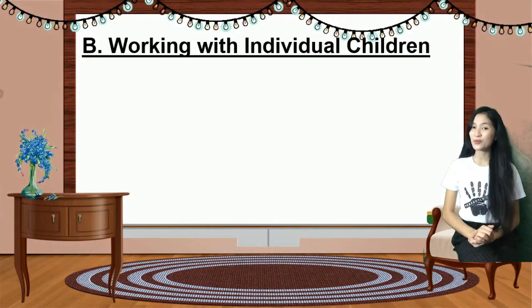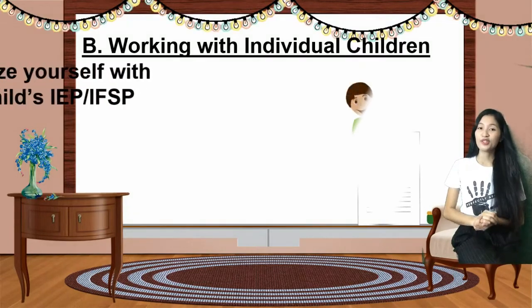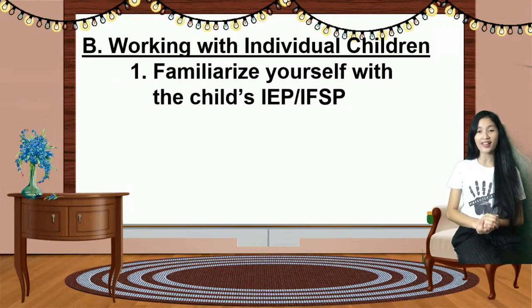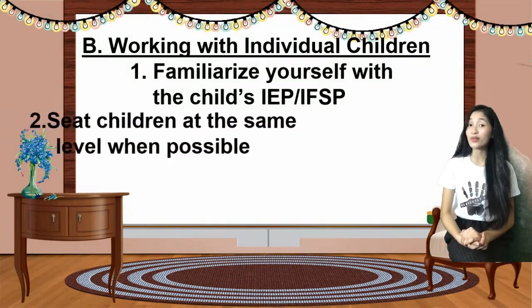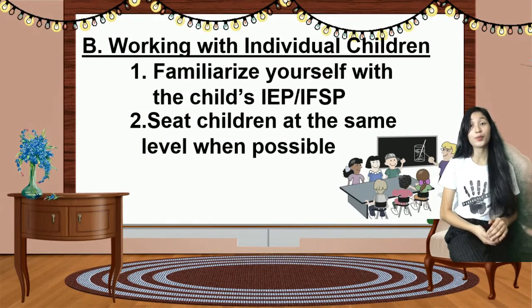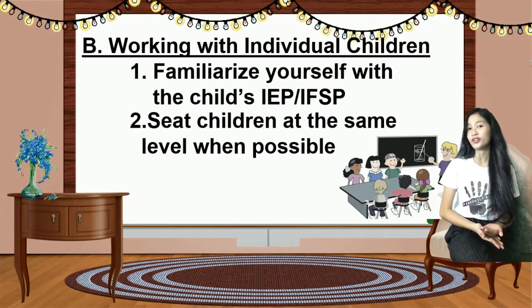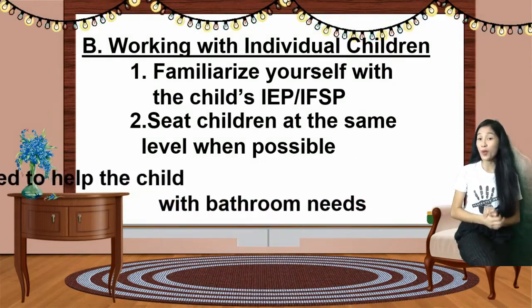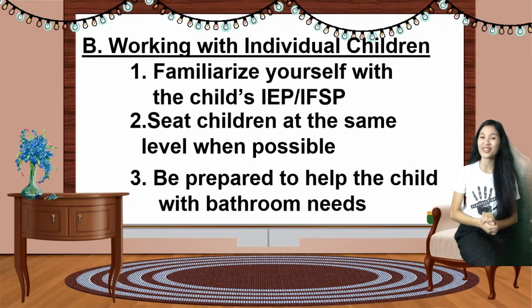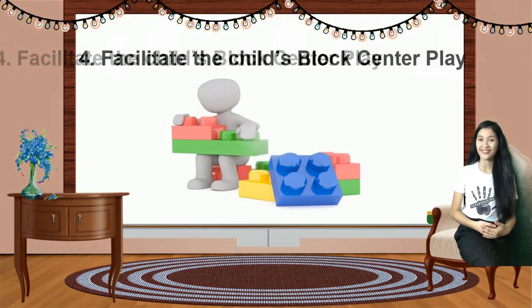The strategies to be used when working with individual children are familiarizing yourself with the child's IEP or IFSP. Sit children at the same level when possible. The teacher may ask the center director to purchase a table that a wheelchair could easily fit under. Be prepared to help the child with bathroom needs. Facilitate the child's block center play.